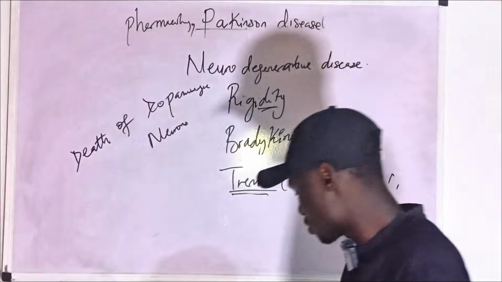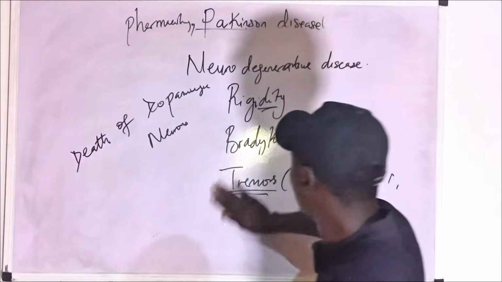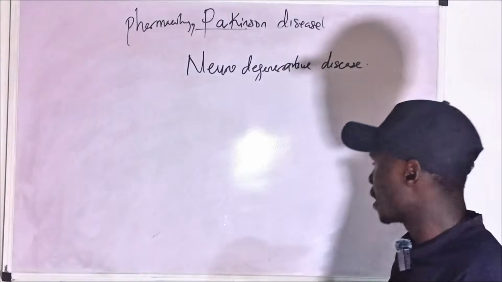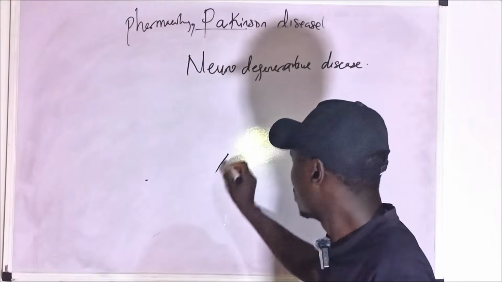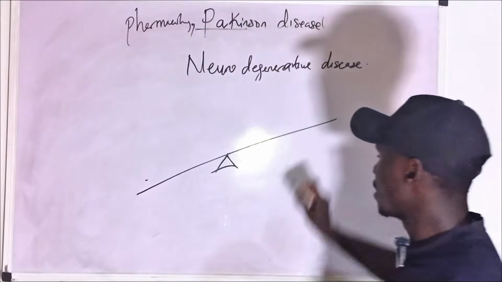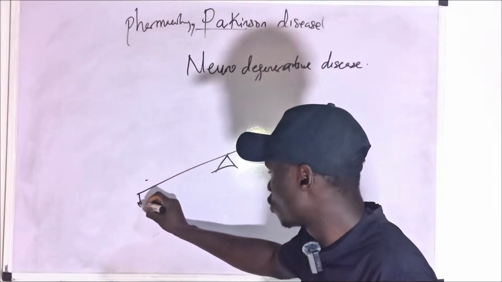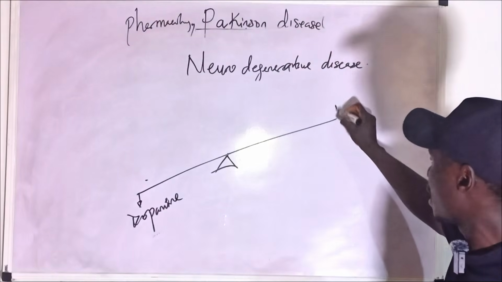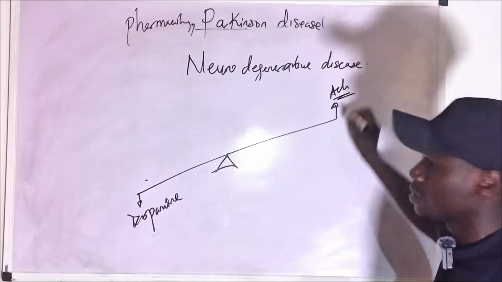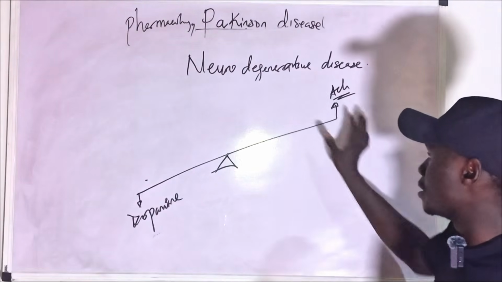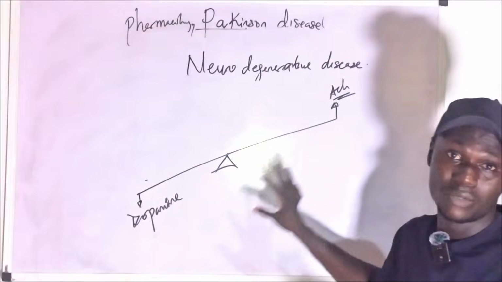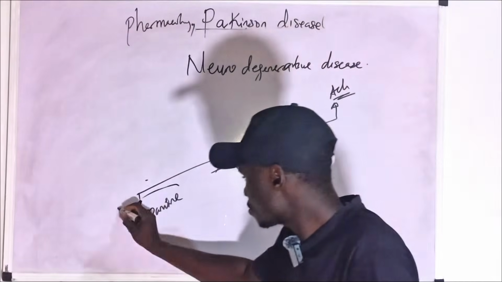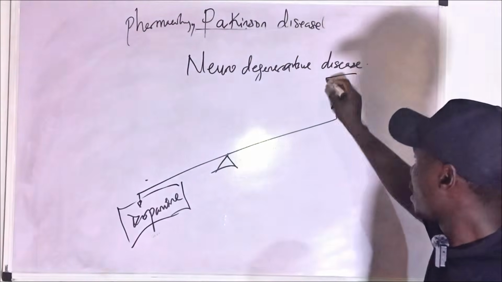So it's more like a seesaw. Let me put a diagram to explain what I'm trying to say. Just picture something like this. We have the seesaw here, then here is the balance. You can see that the level of dopamine is going down, while that of acetylcholine is increasing. We just picture this as the overall pathophysiology. This is the main crux of the issue. Are you getting it now? So dopamine is down, acetylcholine is up.